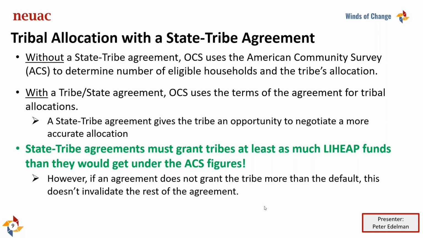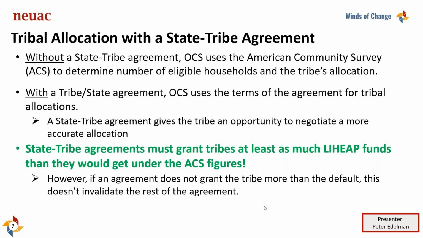Now, this slide shows without and with a tri-state agreement, and I want to emphasize the second point on this slide. OCS will prepare the formula using only the relevant provisions of the agreement. So when setting up those provisions, please use precise terminology and avoid any language that doesn't link to the formula. And also, please specify the dates or the years in which these provisions apply.